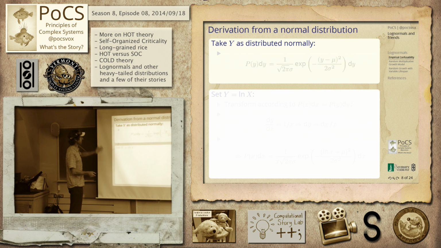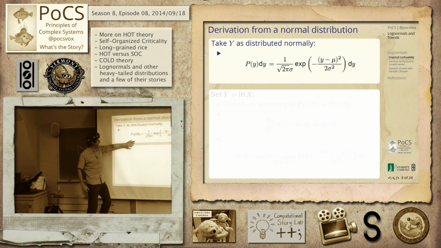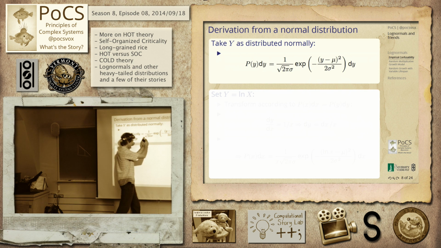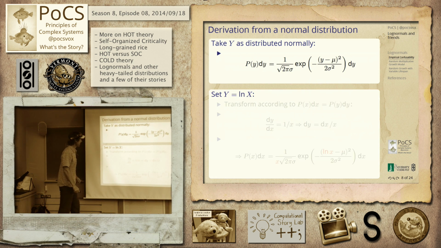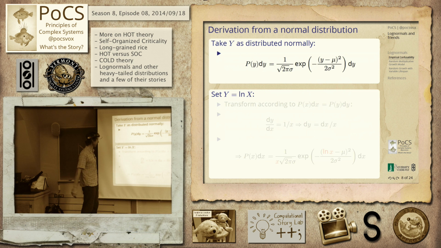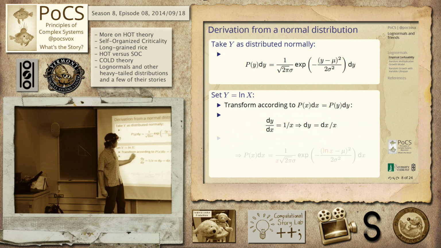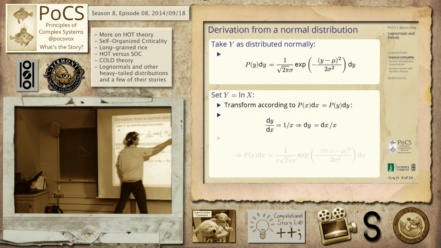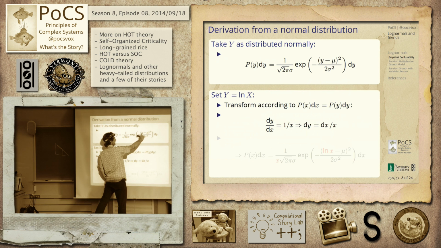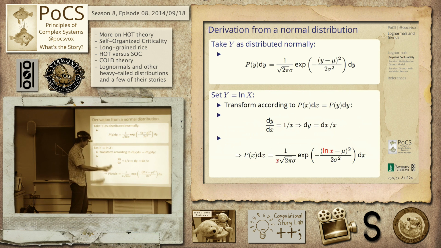So let's just connect it to the normal distribution. That's a good thing to do. So imagine we have y distributed normally, right? So here's our classic distribution, and we're going to set y equal to log x. So log x is distributed normally. So it's a transformation of variables story. We get p of x dx from p of y dy. So we've got y equals log x, so dy/dx is 1 over x. And so dy is dx divided by x. So we're going to replace this guy by dx over x, and we're simply going to replace the only y in here with log x. So that's where we got this original form.